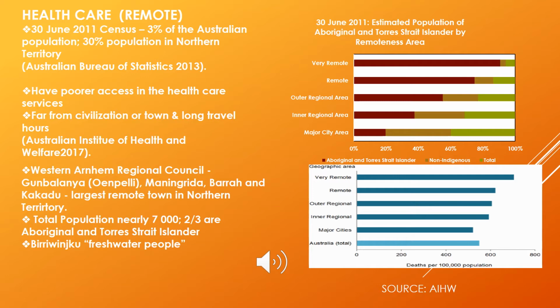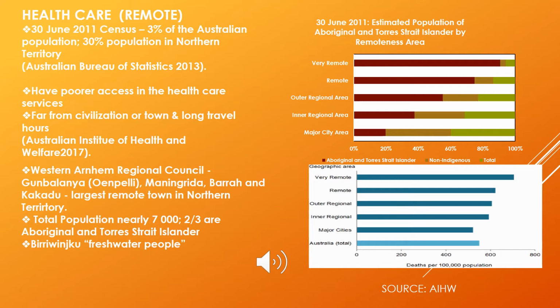One part of the Northern Territory is the Western Arnhem Regional Council, wherein four of its areas are considered the largest remote towns in the Northern Territory. These are the following: Gunbalanya, also known as Oenpelli, Maningrida, Bara, and Kakadu.